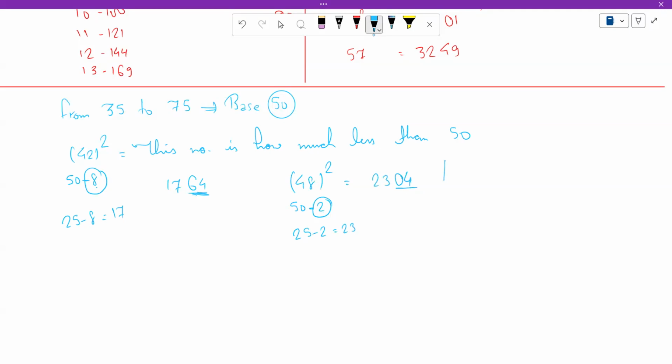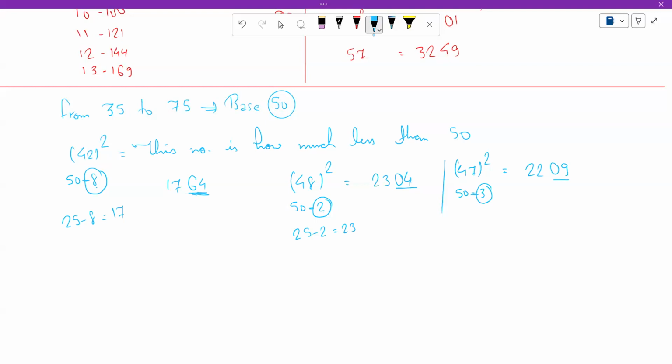Similarly, if I tell you to find the square of 47, what I'll do is 50 minus 3. What is 3 square? 9. So I'll take here 09 as my last two digits. Now since it is 3 less than 50, I will subtract 3 from 25, that is 22.